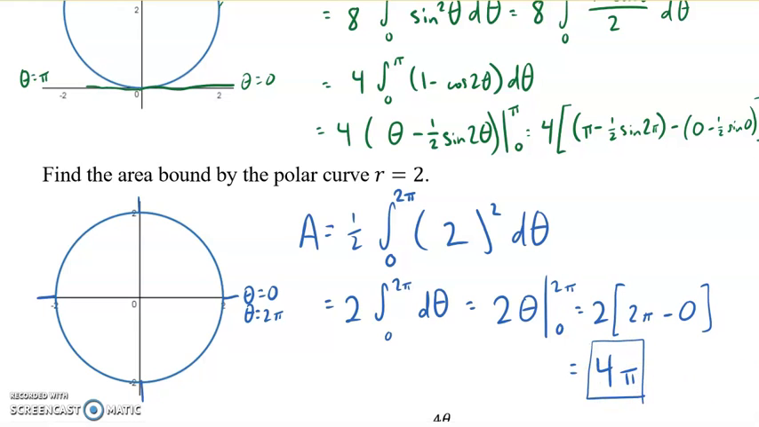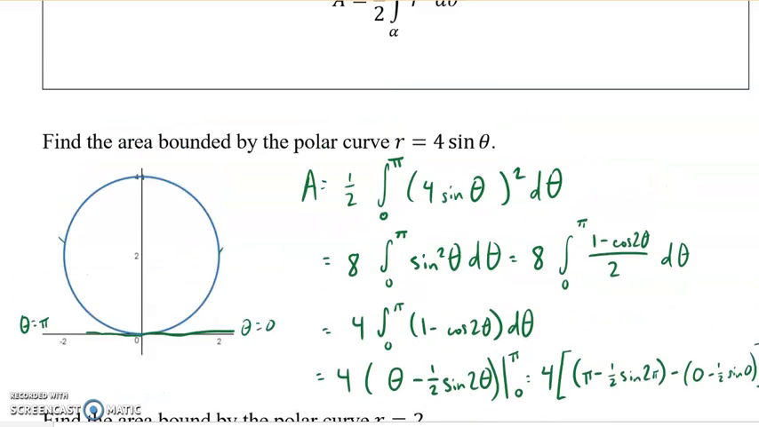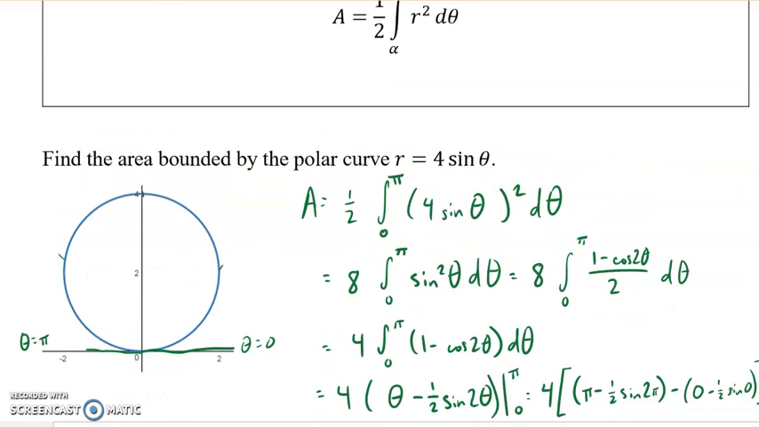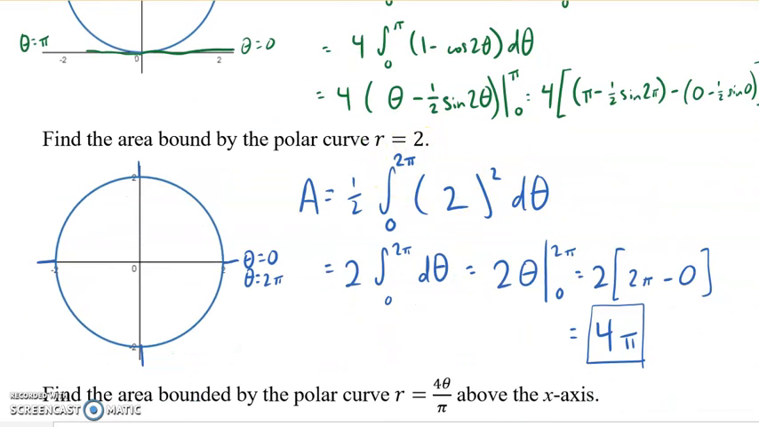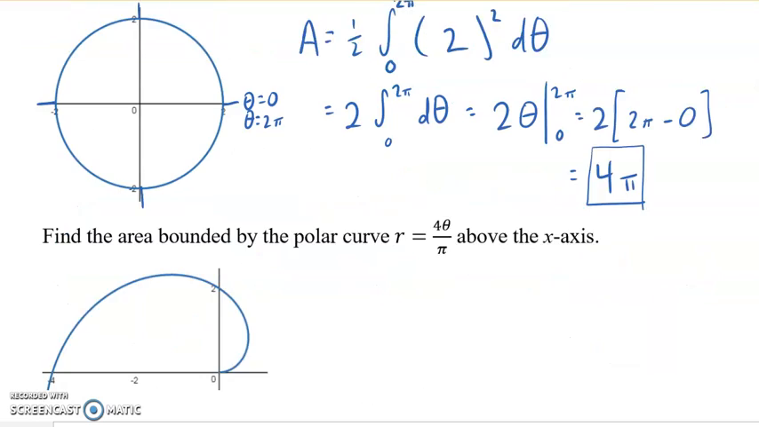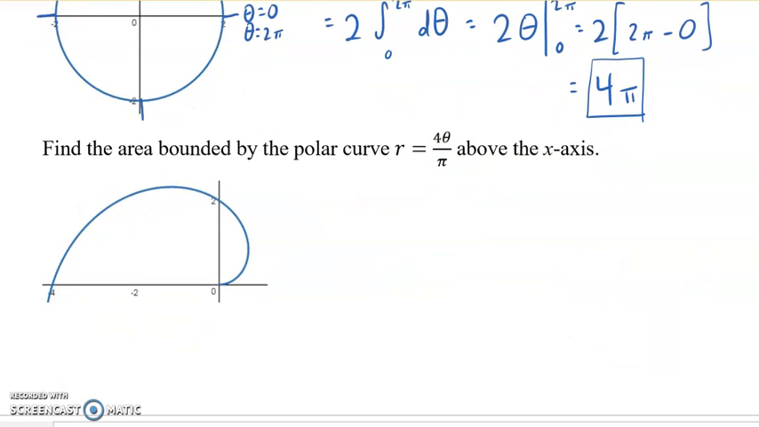All right, so different equation, right? 4 sine theta is a different equation than r equals 2. But we end up with the same result, and that should not be surprising since they're both circles of radius 2. All right, back to our original problem, find the area bounded by the spiral, right?